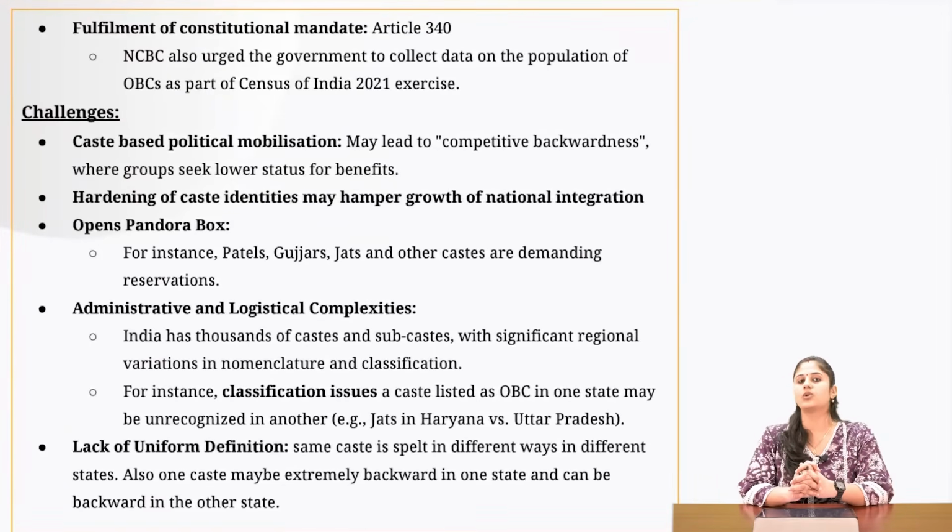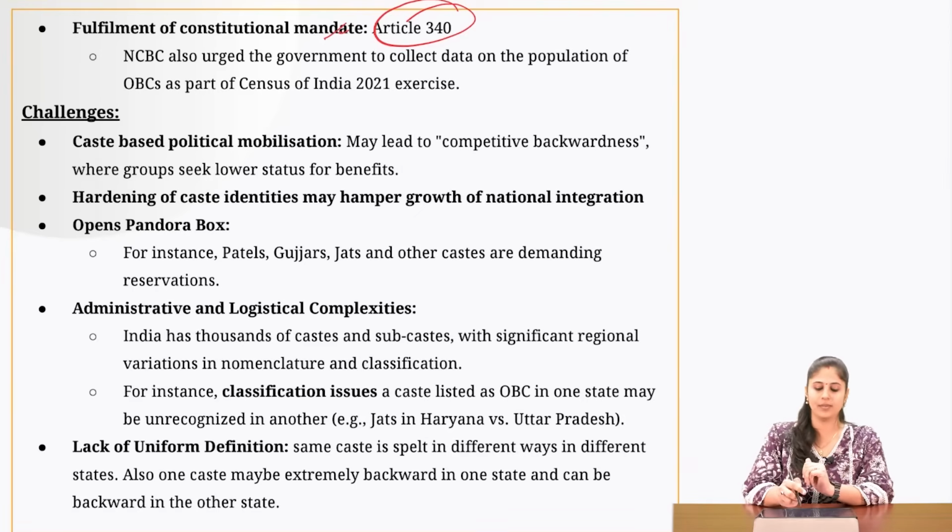And lastly, this is also in alignment with the constitutional mandate under Article 340, which tells the government that on a regular basis, a commission needs to be set up to study the condition, to investigate the socio-economic condition of socially and educationally backward classes. So this caste census would be in alignment with this Article 340.